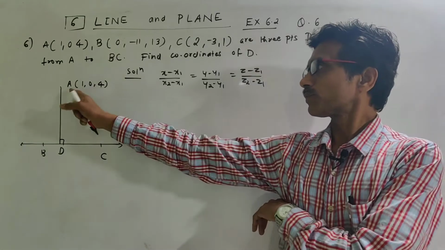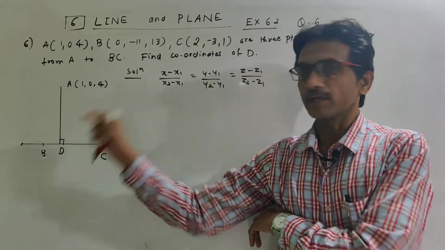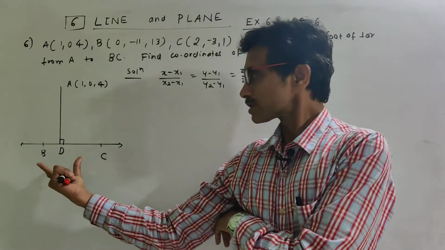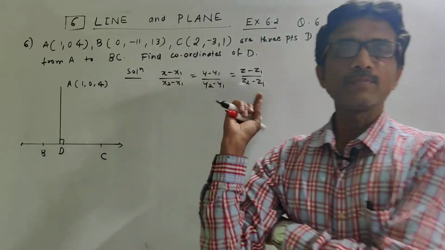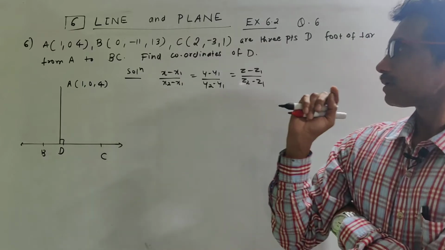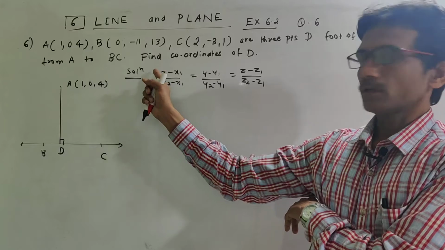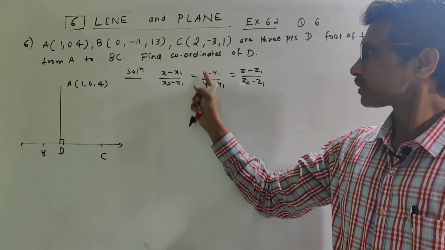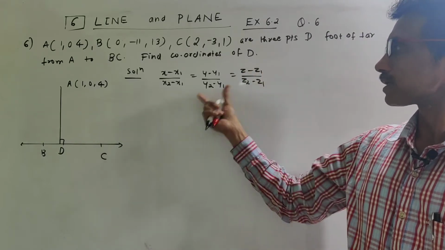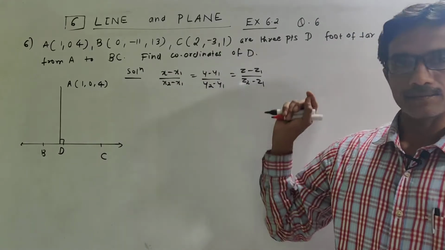So from A we have drawn the foot of perpendicular D, and we have to find the coordinates of D. First of all, we will find the equation of line BC. How do we find it? We are given the equation of a line in two-point form: (x minus x1)/(x2 minus x1) = (y minus y1)/(y2 minus y1) = (z minus z1)/(z2 minus z1). This is the Cartesian form of the equation of a line, so we have to use this.